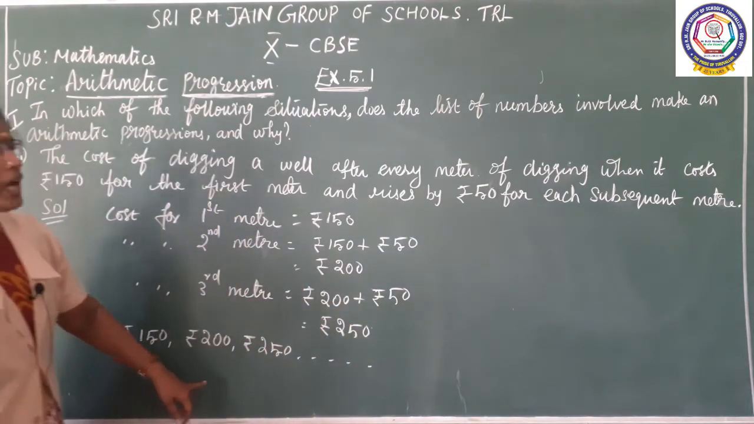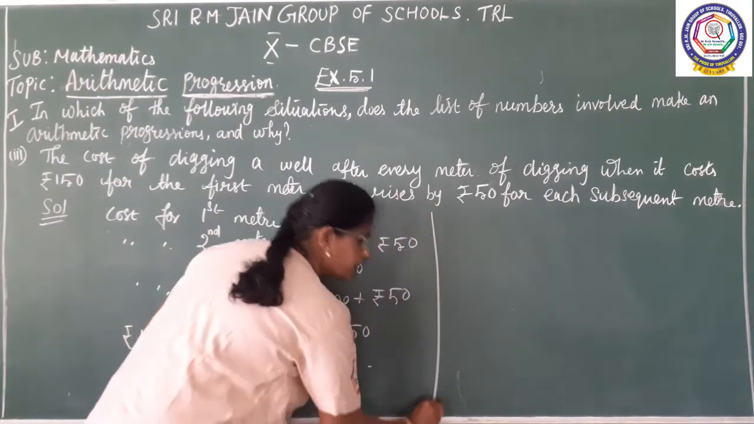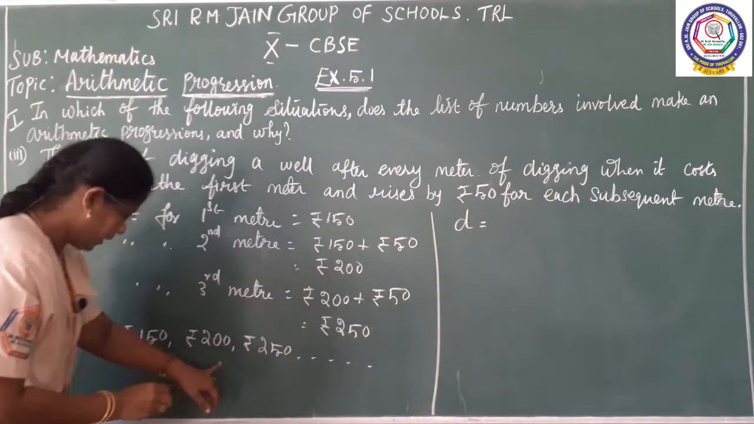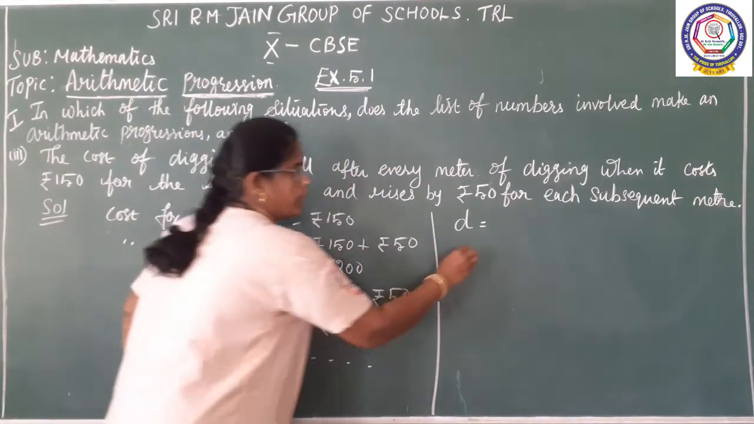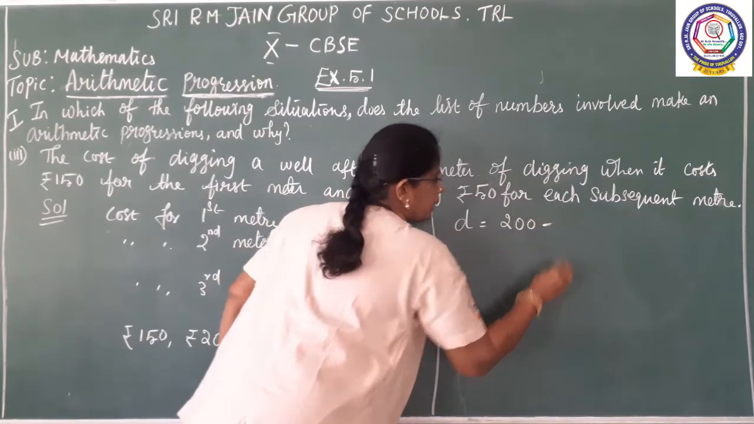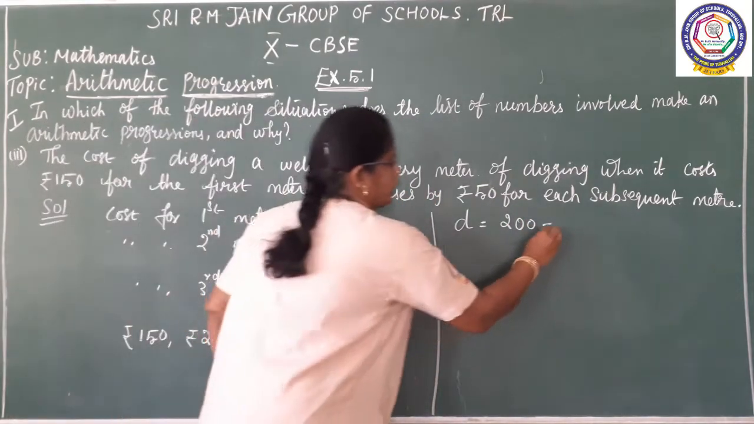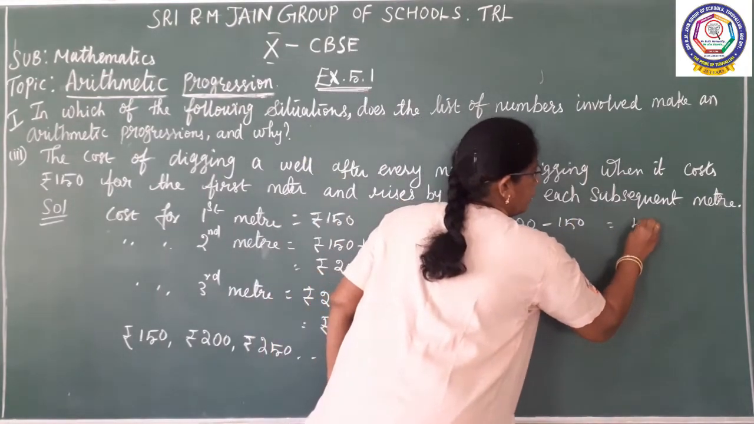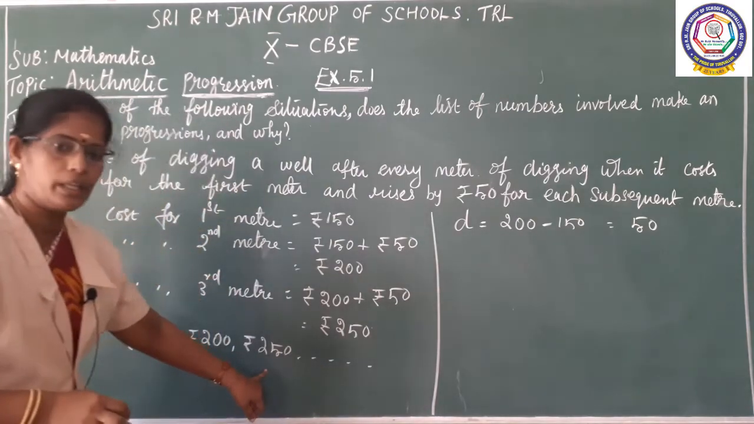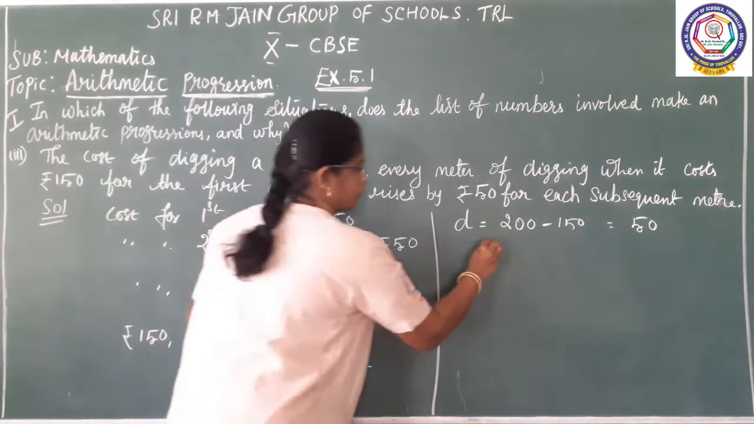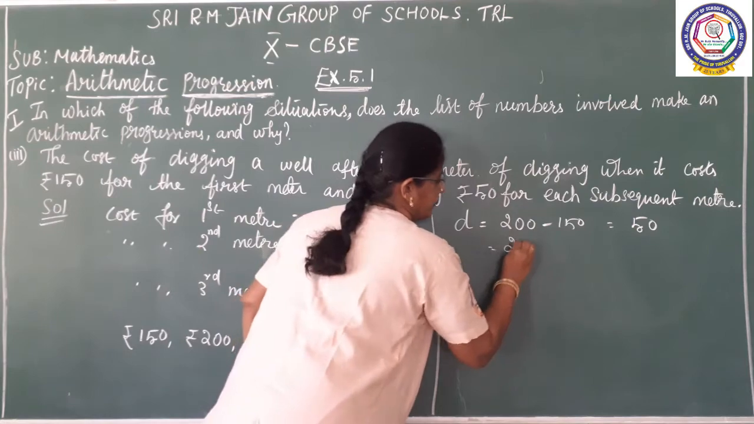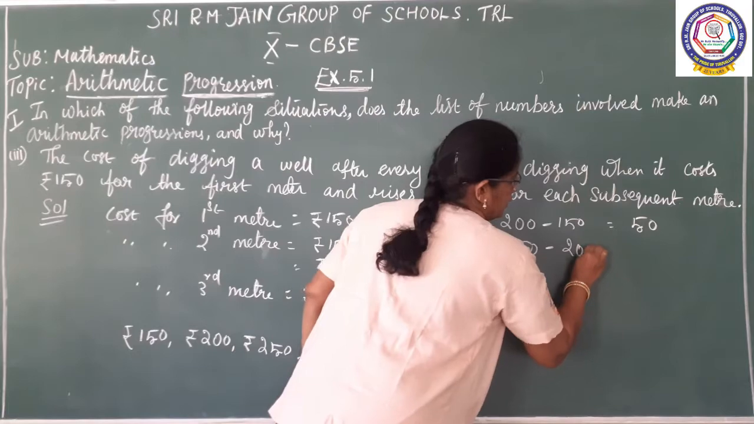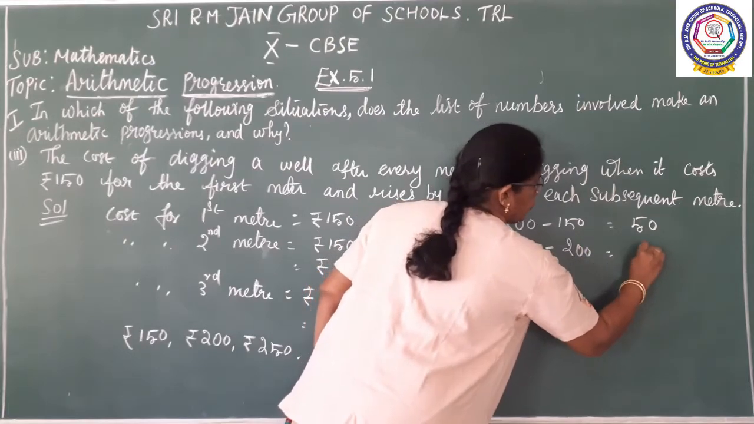So we got that sequence. After that we have to find out the common difference. How can you find out the common difference? We know second term minus first term. What is the second term here? 200, minus what is the first term here? 150. If we subtract 200 minus 150, that is equal to 50. So next common difference, third term minus second term. What is the third term here? 250, minus second term 200. Up to etc. If we subtract this, 50.